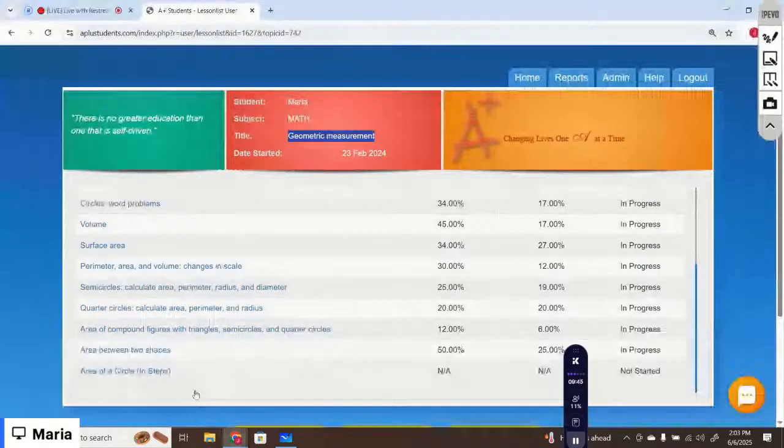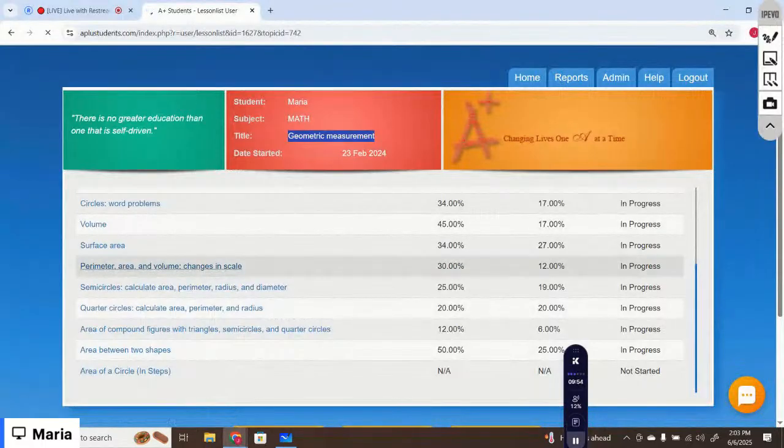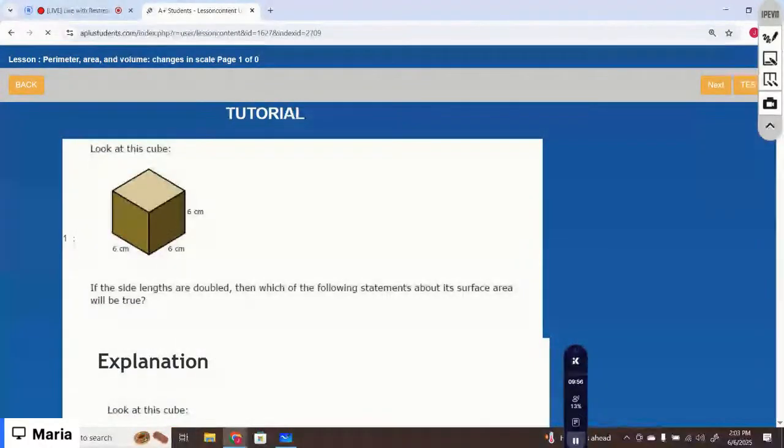So here is grade 7 now. Let's just start with the lesson, that is perimeter, area, and volume change in scale. So let's just start with the cube. If the side lengths are doubled, then which of the following statements about its surface area will be true?